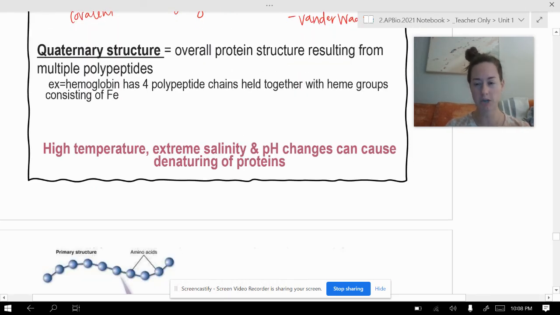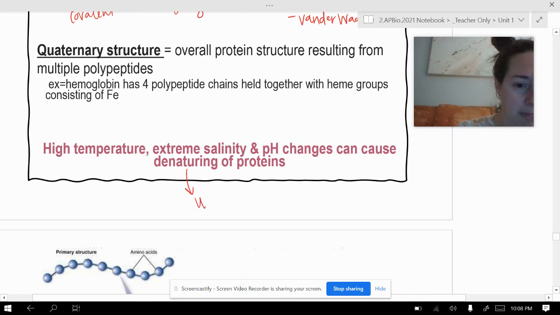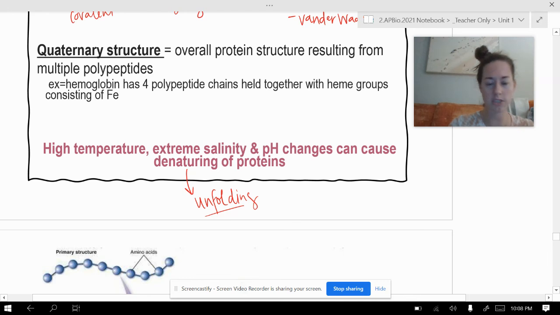Just want to say this too. We'll talk about it when we do enzymes, but high temperature, super salty situations and changes in pH, especially acidic pHs, can cause denaturing. Denaturing is unfolding. If it unfolds, guess what? It's the wrong shape. It can't do its job. It's done. So this is why it's really important to not have a super high fever for a super long time, because you can literally denature your proteins, and that's why you die from a fever.